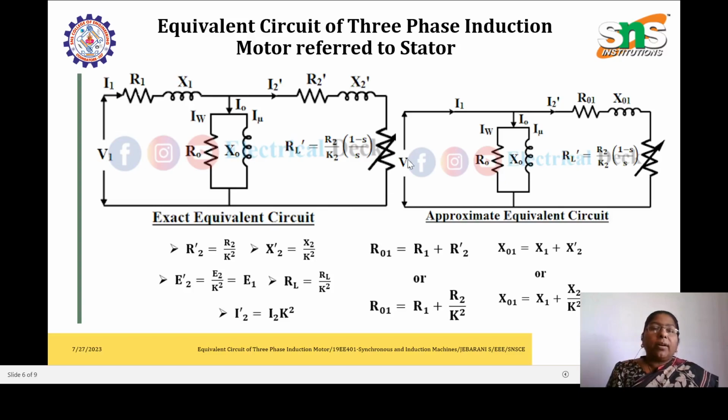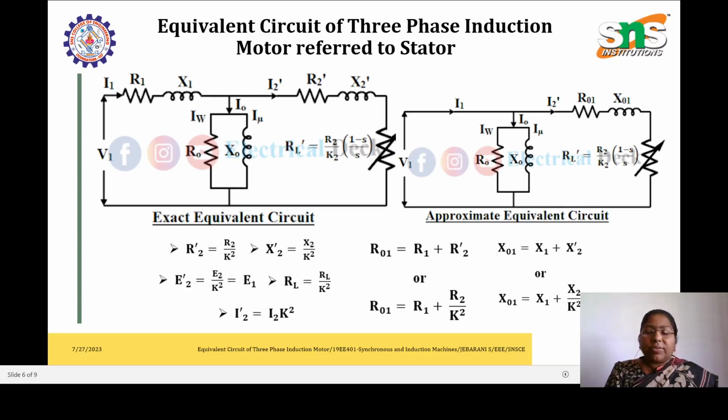So when you shift your rotor parameters to the stator side, the circuit can be further simplified because you have two resistances in series and two reactances in series. So you can write them as one value of resistance and one value of reactance. It is normally referred to as R01, X01.